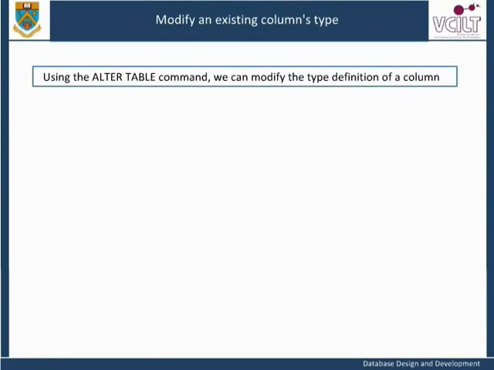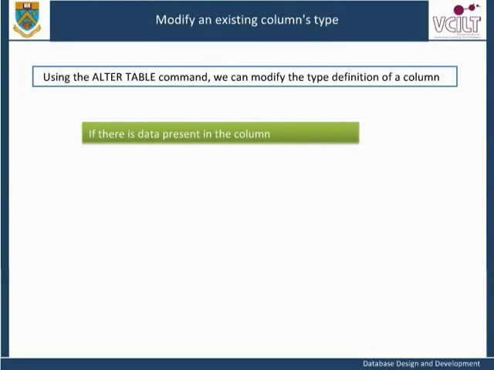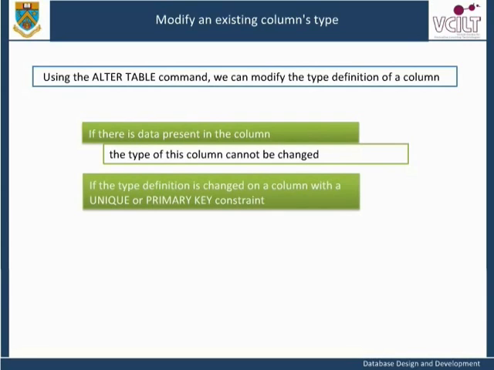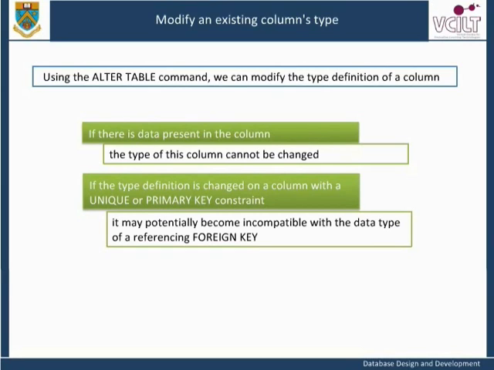Using the alter table command, we can modify the type definition of a column with the following restrictions. If there is data except null present in the column, then the type of this column cannot be changed. The type definition can only be changed if the table is empty or all values in the column concerned are null. If the type definition is changed on a column with a unique or primary key constraint, it may potentially become incompatible with the data type of a referencing foreign key. Thus, the alter table command should be used with caution.